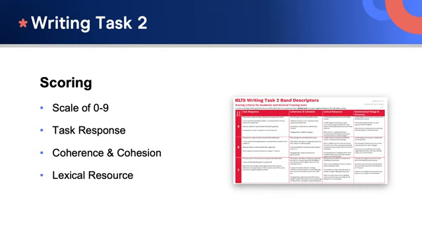Then there's lexical resource, which covers your ability to use a wide range of vocabulary and correct spellings. And finally, grammatical range and accuracy, which looks at whether you can use a wide range of grammatical structures with appropriate punctuation. Each of these areas contributes to your overall band score. A strong essay balances all 4 criteria.